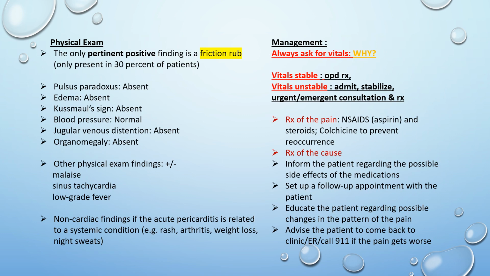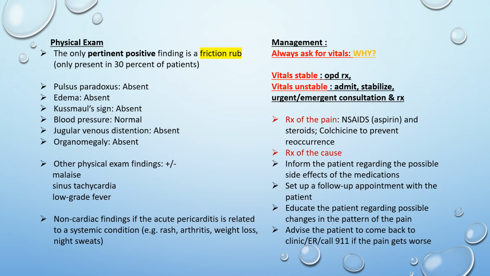The only pertinent positive finding is a friction rub. However, it is present only in 30% of patients. The other physical examination findings, which are pulsus paradoxus, edema, and Kussmaul sign, will be absent. In this case, blood pressure will be normal. Jugular venous distension and organomegaly will be absent. Other physical exam findings, for example, malaise, sinus tachycardia, and low-grade fever, may or may not be present. As for non-cardiac findings, if acute pericarditis is related to a systemic condition, you can find rash, arthritis, weight loss, and night sweats as well.